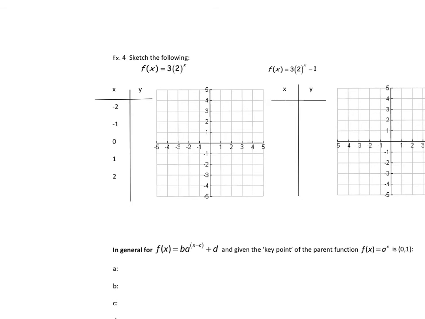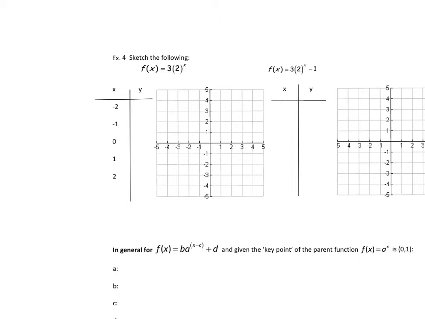Let's see what happens when we have a 3 out front. So if I plug in -2, that would be 1/2 for the first part, but then we multiply that by 3. So it'd be 3 over 2 or 1.5. If I plug -1 in, that would give us 1/2. Did I do that incorrectly? Yeah, I did. Let's go back on that.